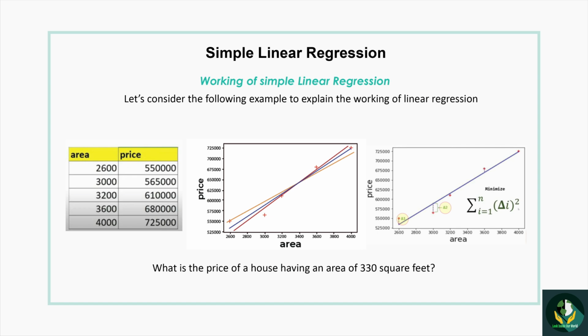Then we square individual errors and we sum them up. We follow this procedure for each line that could potentially be a good fit for our data points. After performing these computations, we come up with the following conclusion. The blue line that you see on screen is giving me the minimum error, so I choose this specific line for my model. The next step is to use this blue line in order to predict the price of any house we want.